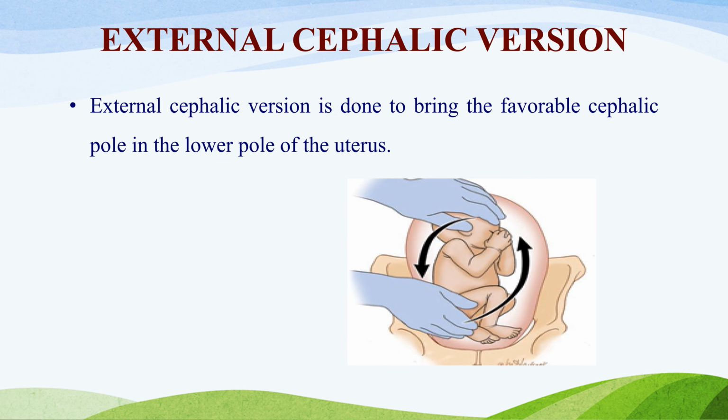The external cephalic version. So external cephalic version is done to bring the favorable cephalic pole into the lower pole of the uterus. So in this procedure, the fetus is rotated externally from a breech presentation or the transverse lie to the cephalic presentation, which makes it possible to try for a normal vaginal delivery and to avoid unnecessary intervention. So here in the picture you can see that both hands are on the abdomen and the baby is rotating from a breech presentation to the cephalic presentation.